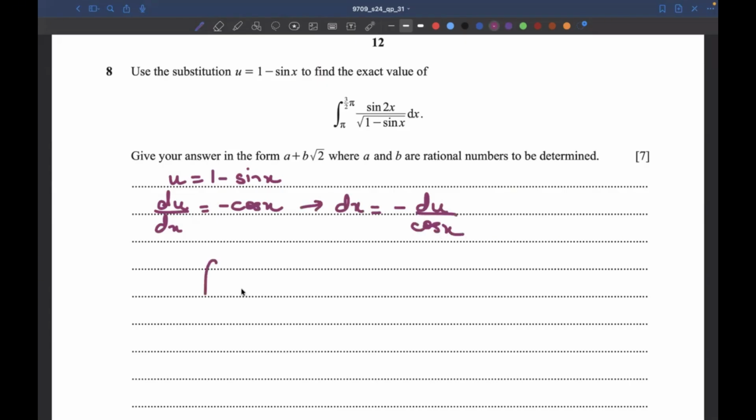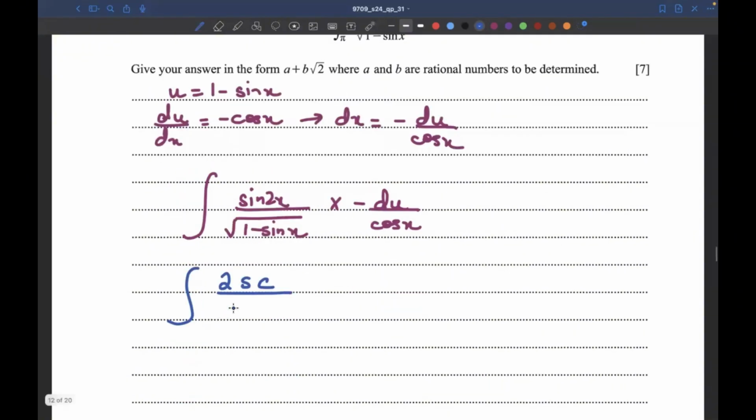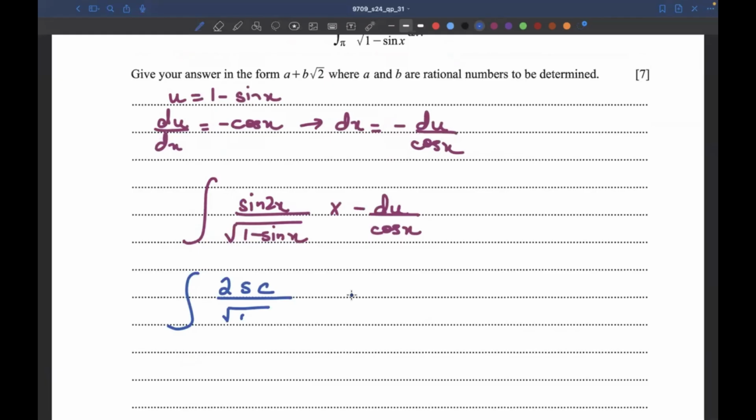So we'll write sin 2x upon root of 1 minus sin x into minus du upon cos x. Now that is the first step we should always do when doing substitution. And we can look at the limits later on. Now we know the identity for sin 2x is 2 sin x cos x. So we can write 2 sin x cos x upon, and in place of 1 minus sin x, we can write u. So this will become square root of u into minus du upon cos x. So we can just write cos x over here. This cos and cos will cancel.